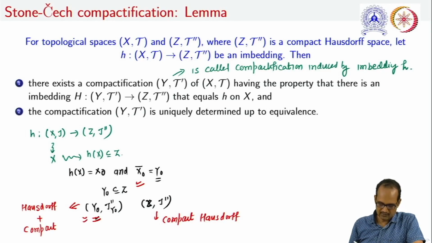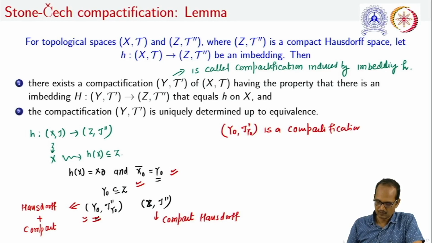Thus, this is a space which is compact Hausdorff. And what about the closure of x naught, that is y naught? From here we can say that this y naught, with this relative topology tau double dash on it, is a compactification of x naught with the relative topology on it.